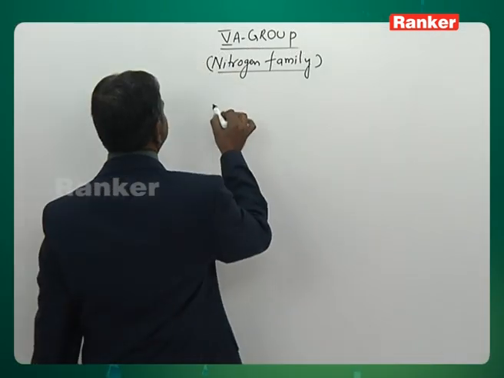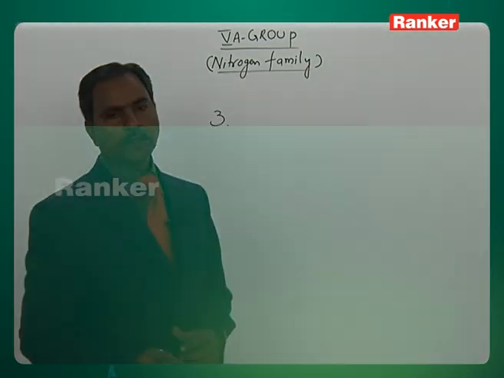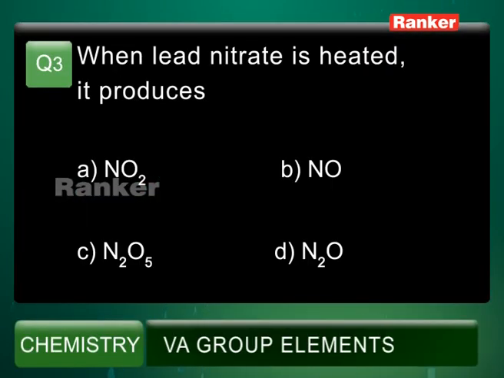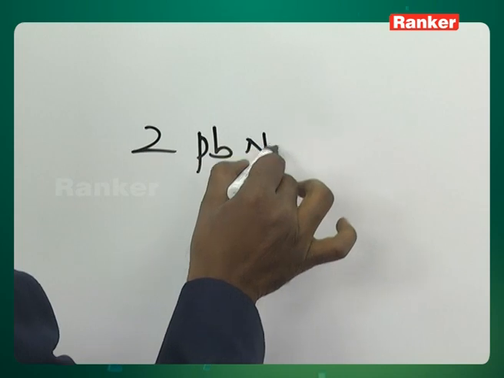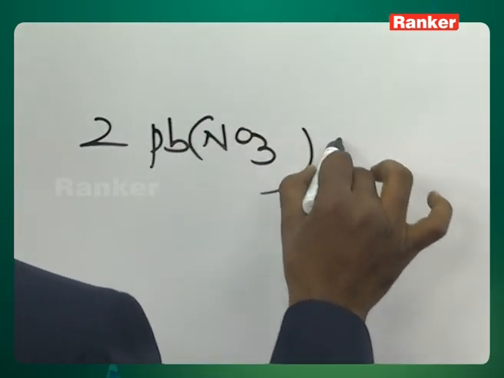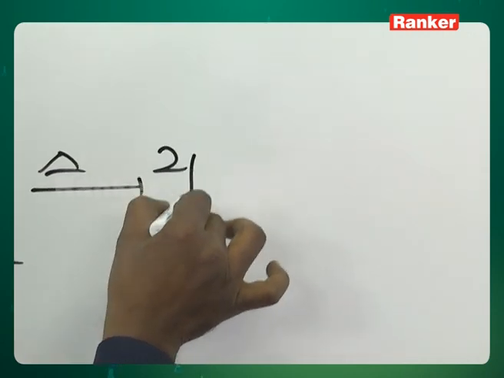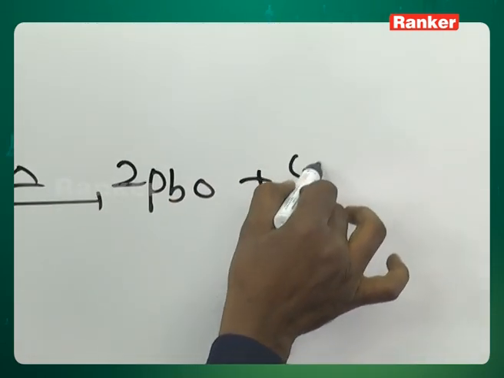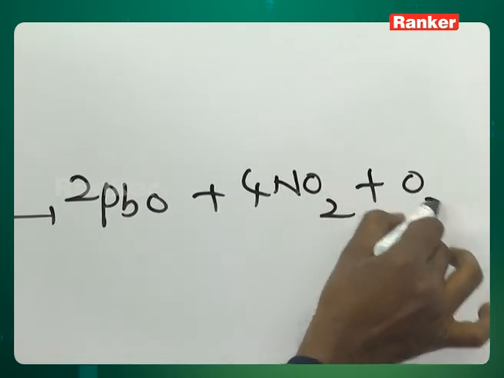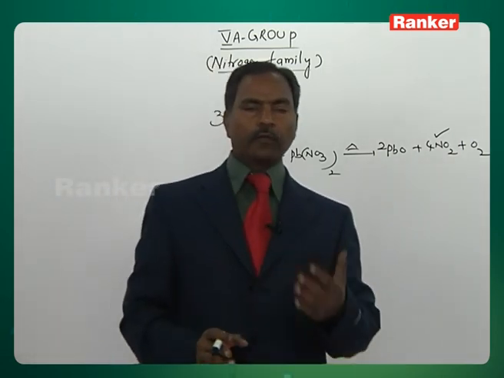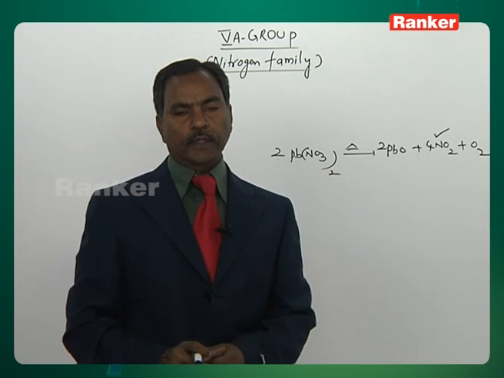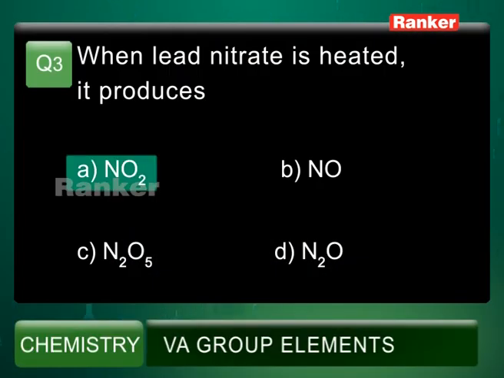Question number 3: when lead nitrate is heated, it produces which product? A is NO2, B is NO, C is N2O5, and D is N2O. Let us see lead nitrate. On heating, it decomposes to produce 2PbO, 4NO2 plus O2. The product is NO2. Therefore, the question number 3 answer is A.